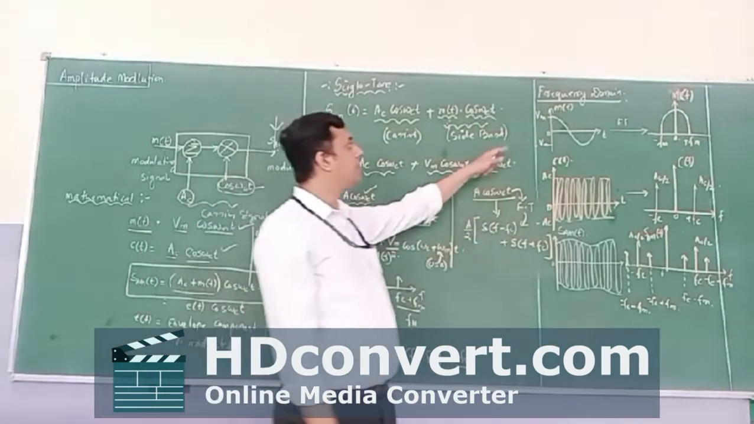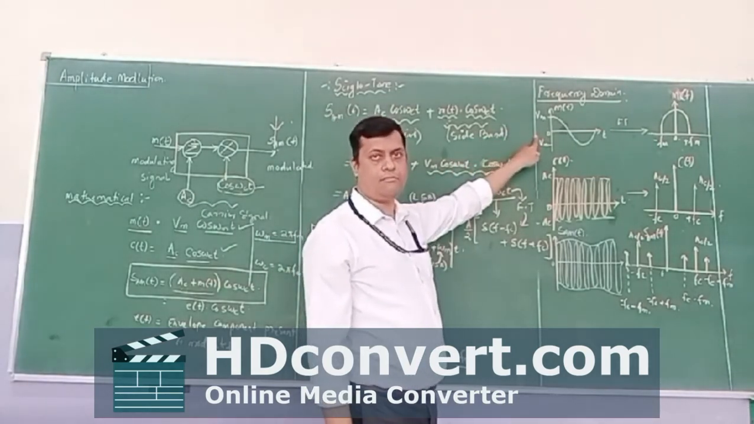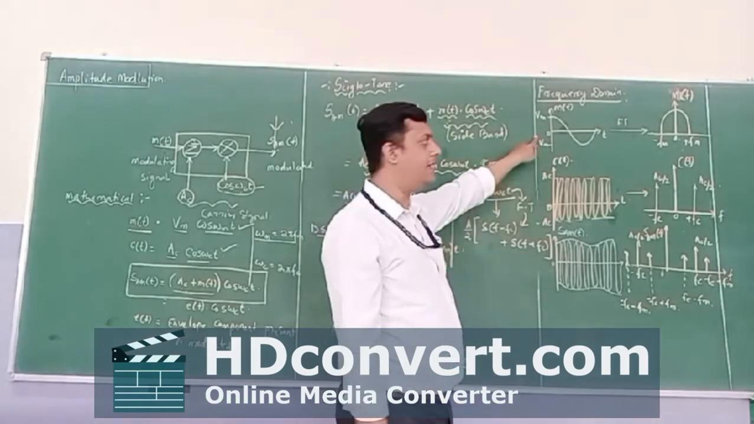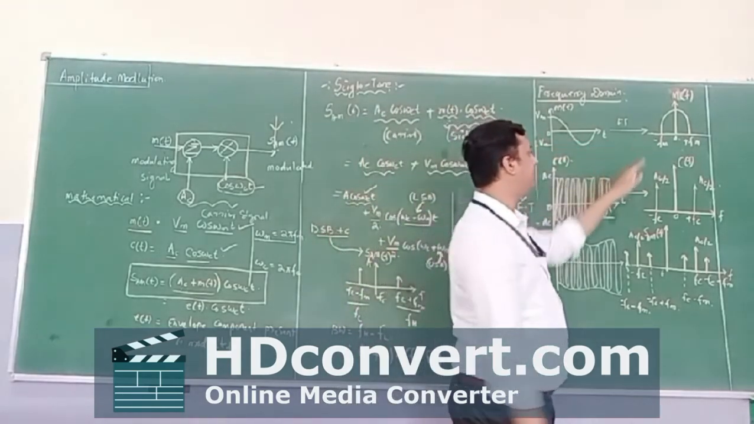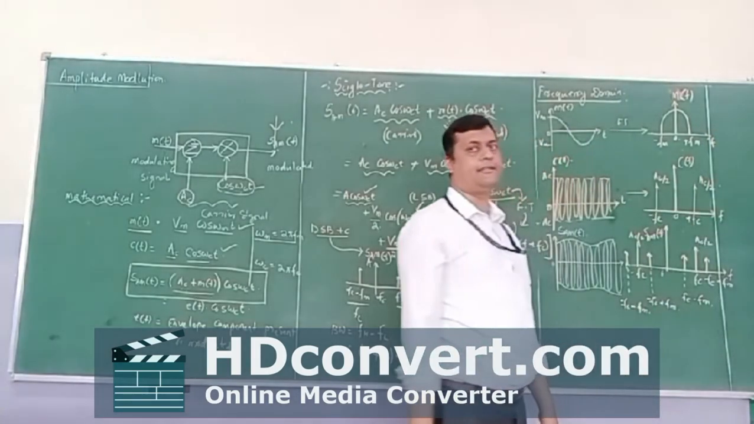First, the modulating signal, which is in continuous form, is converted into the frequency domain, that is M of f, whose frequency varies from minus fm to plus fm.